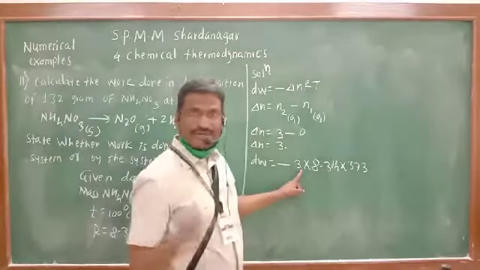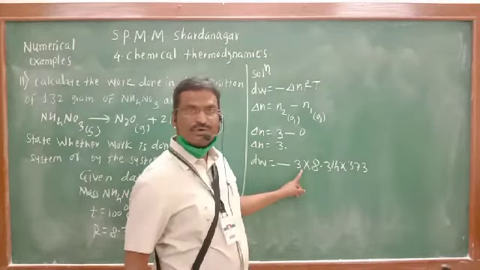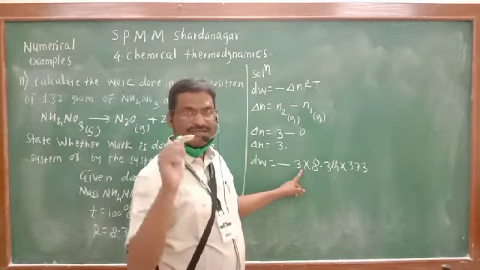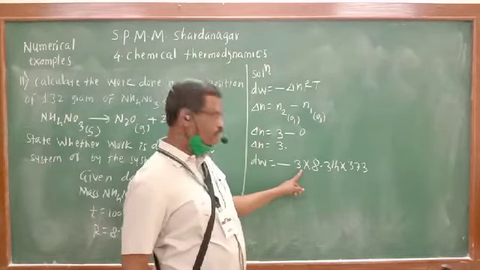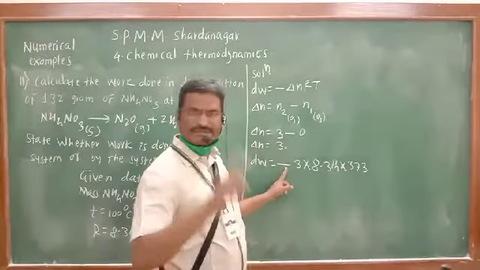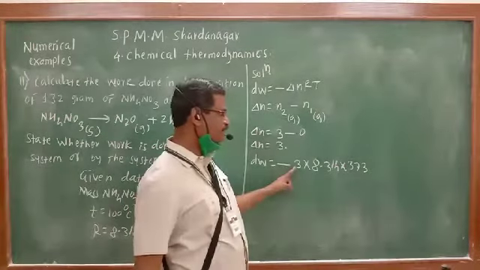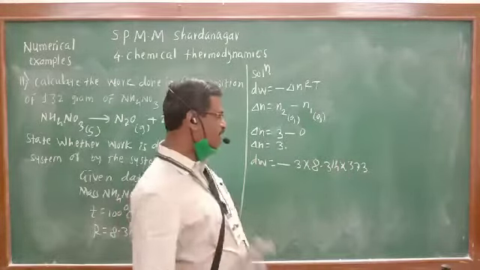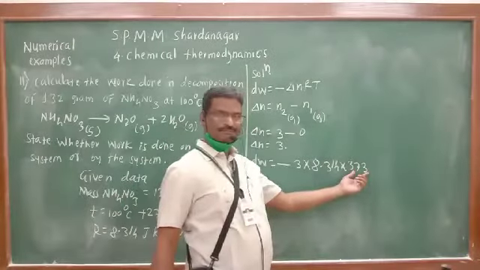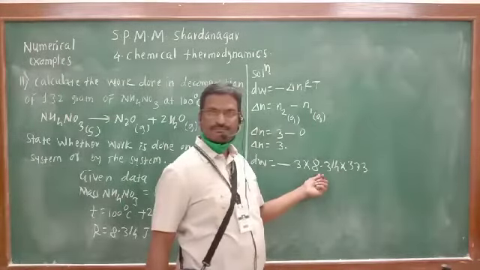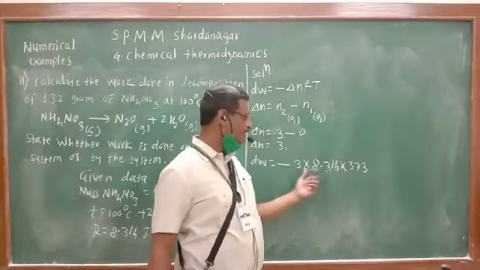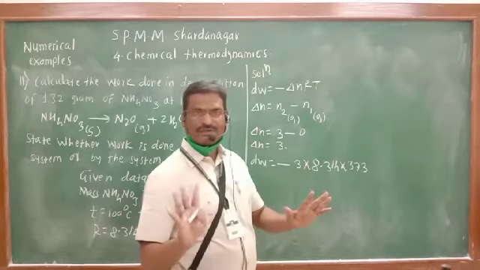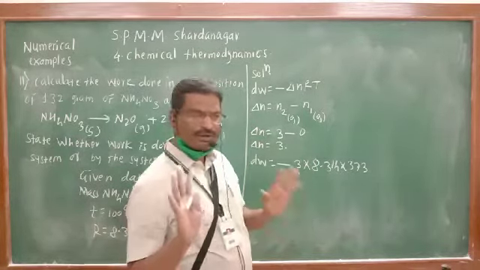This is the substitution. Now will this answer be negative or positive? It is negative, because here the sign is only once negative. So minus 3 into 8 into 373. What is the answer approximately? Approximately, if we consider 400 into 8, 3200, 3200 into 3, 9000. Almost the answer will be equal to 9000.